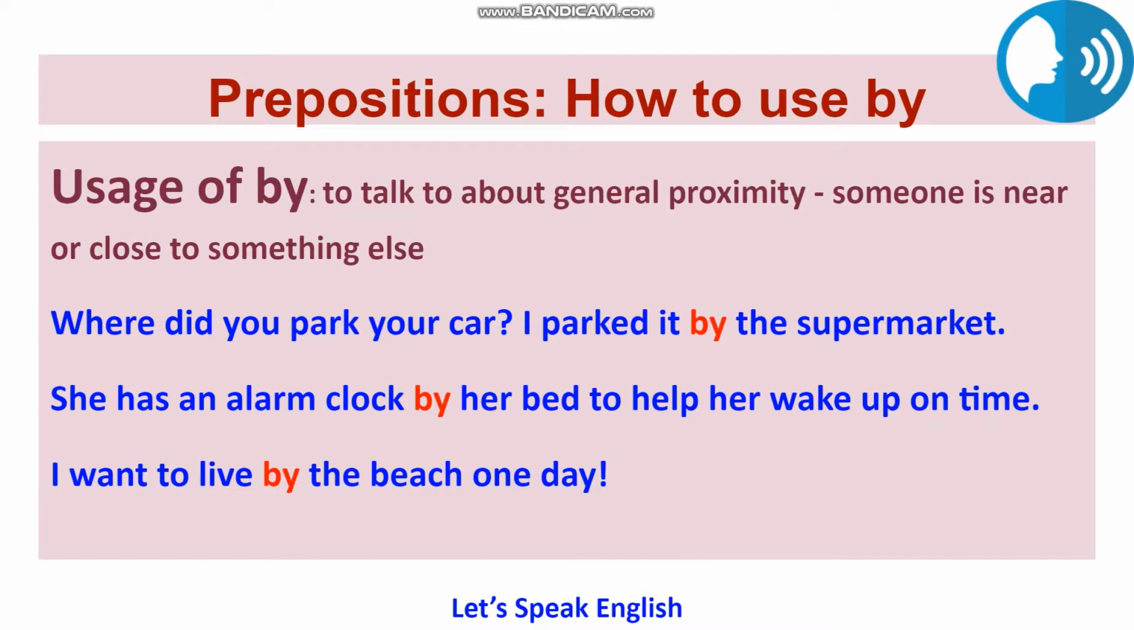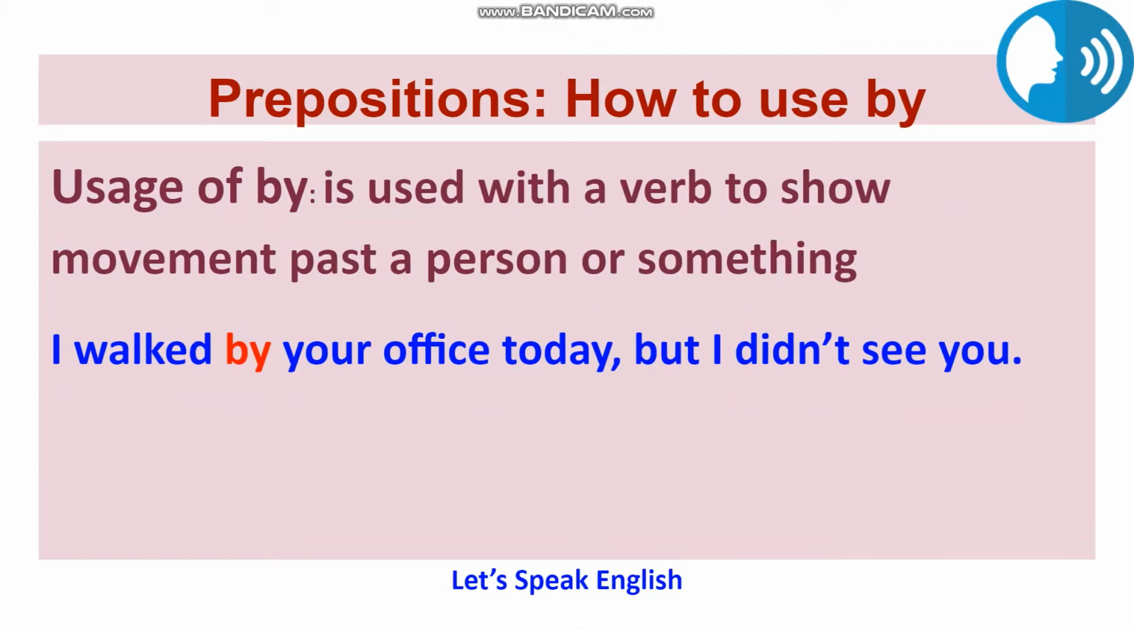Another example. She has an alarm clock by her bed to help her wake up on time. And another example, I want to live by the beach one day, which means beside the beach one day. So it's easy enough, right?